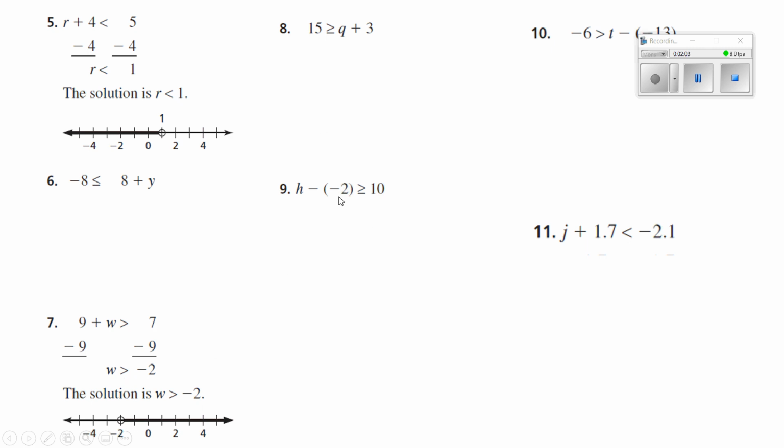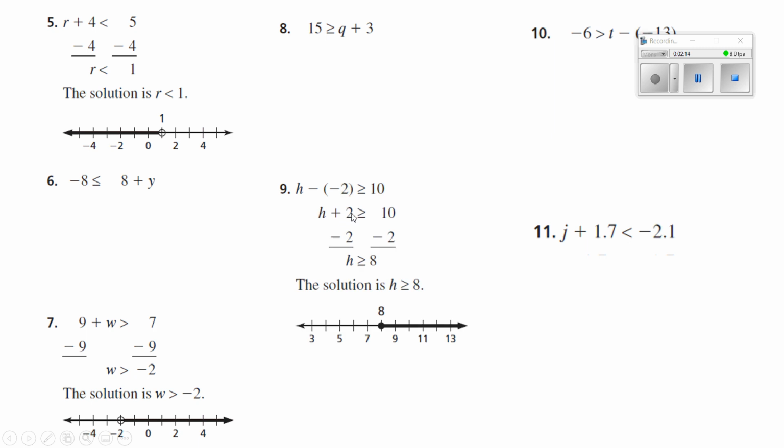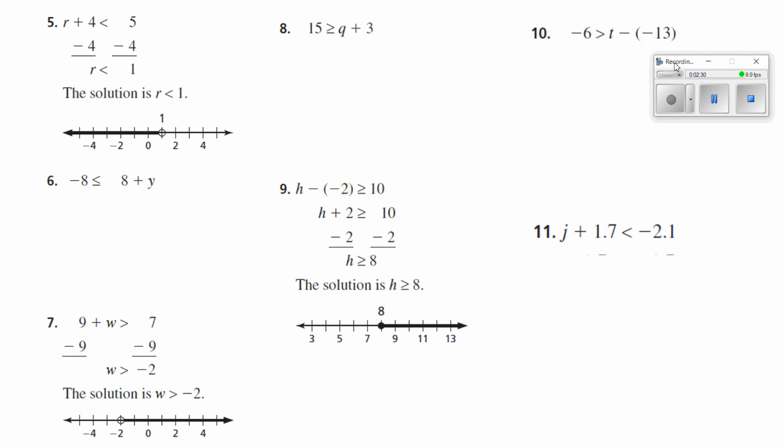Number 9 is going to require me to multiply negative times a negative. That's going to be a +2, and then I'm going to subtract 2 from both sides, and 10 minus 2 is 8. So h is going to be bigger than or equal to 8. I'll shade in my dot since I have a line here, and since it's bigger than 8, I'll shade in all the numbers bigger than 8. Number 10 is for you to do.